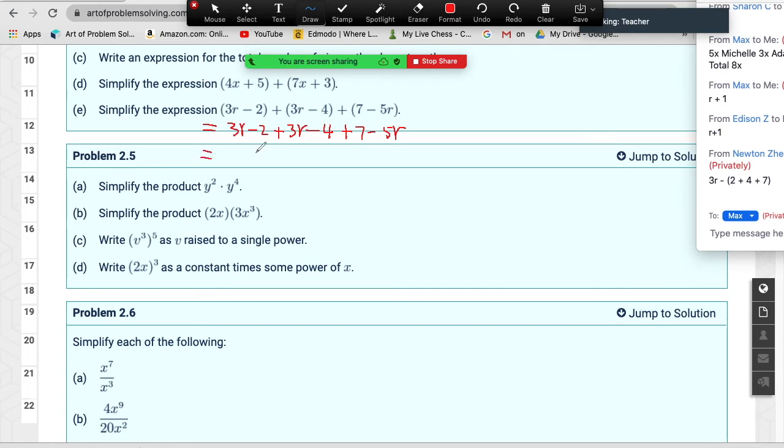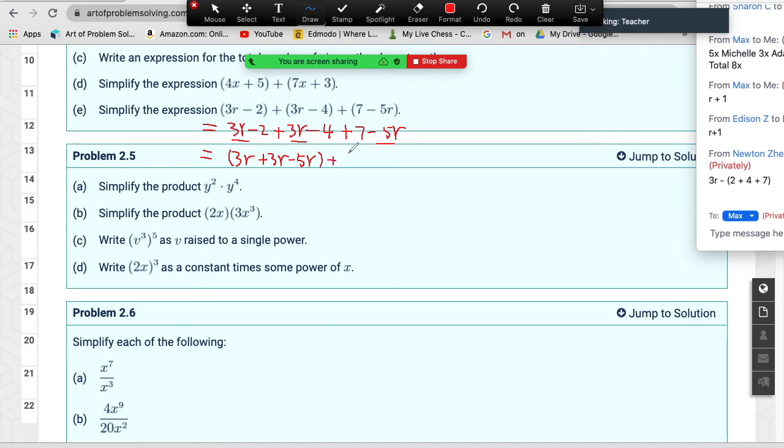So now let's see, 3r plus 3r minus 5r. These three terms are like terms. So let's write these three terms together: 3r plus 3r minus 5r. We need to merge these three terms together.